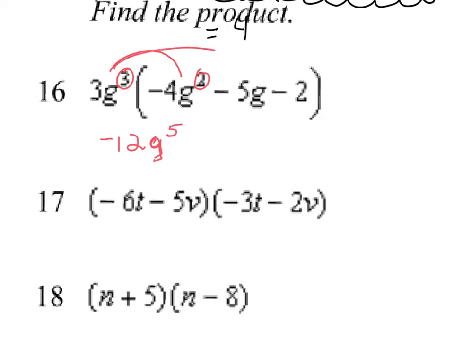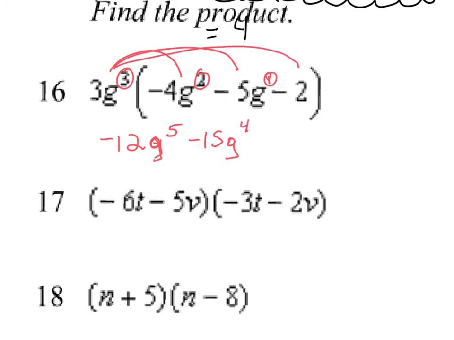And then you guys move on to the next term. So we have positive 3 times negative 5, that's negative 15. And the base g cubed and g with an exponent of 1, remember that's an invisible 1. You're going to add the exponents because you're multiplying, 3 plus 1. And that's going to be 4.